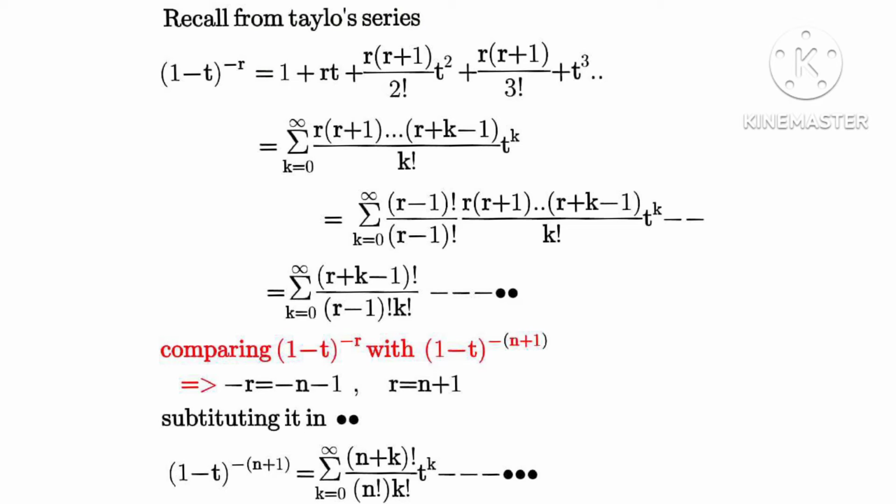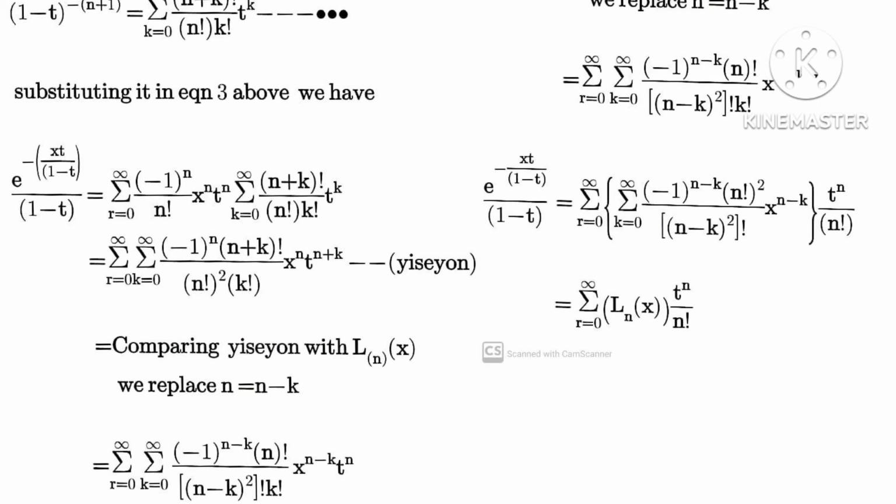So we compare 1 minus t raised to power minus r with 1 minus t raised to power minus n plus 1 from the previous image. So we have our r to be n plus 1. So we are substituting the value for r to be n plus 1. Then we have 1 minus t raised to power minus n plus 1 to be equal to n plus k factorial over n factorial k factorial, all multiplied by t raised to power k. So that's expression 3.